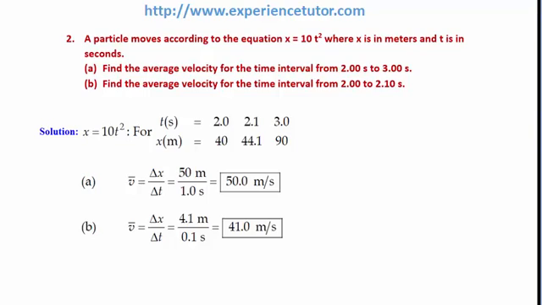So our equation is x is equal to 10t squared. We'll put the different values of time, and we'll get the distance value accordingly. Now A, average velocity is equal to displacement upon time, that is 50 meter upon 1 second, that is 50 meter per second. B, same formula, average velocity is equal to displacement upon time, that is 4.1 meter upon 0.1 second, that is 41 meter per second.